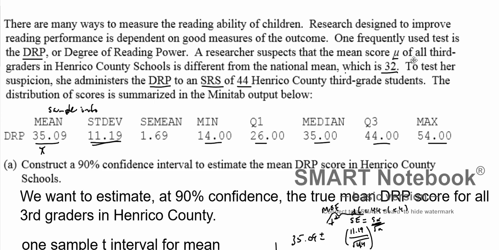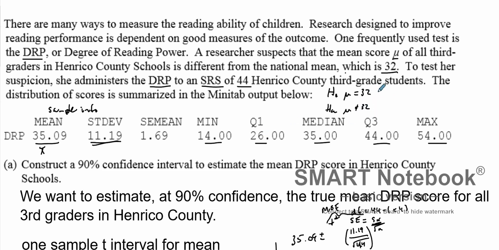Research selected the mean score of all third graders in Henrico County schools is different than the mean, which is 32. And so this kind of goes into a little bit of hypothesis testing. If we have our hypothesis test, we could say that the null hypothesis is that the mean actually is equal to 32, and we're trying to figure out our alternate hypothesis. All right, is our mean not equal to 32? We're going to try to figure this out.